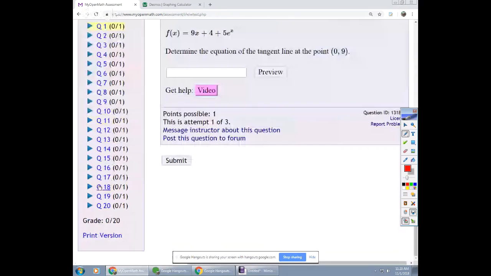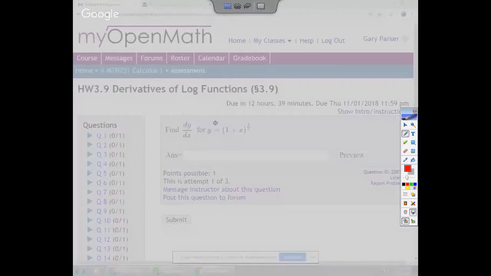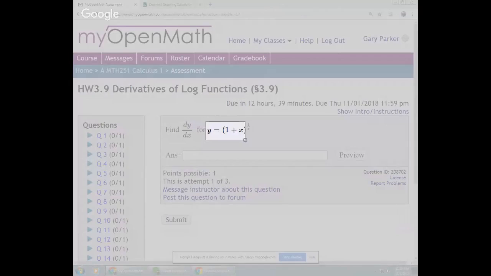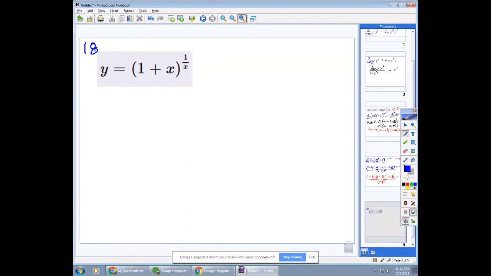Through 20. All right. Oh yes, logarithmic differentiation. Excellent. What number is this? This is number 18. And 3.9. So the way logarithmic differentiation works is you take the logarithm of each side.